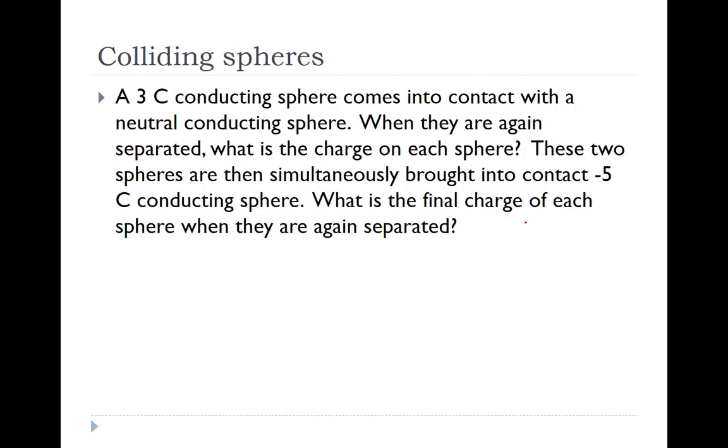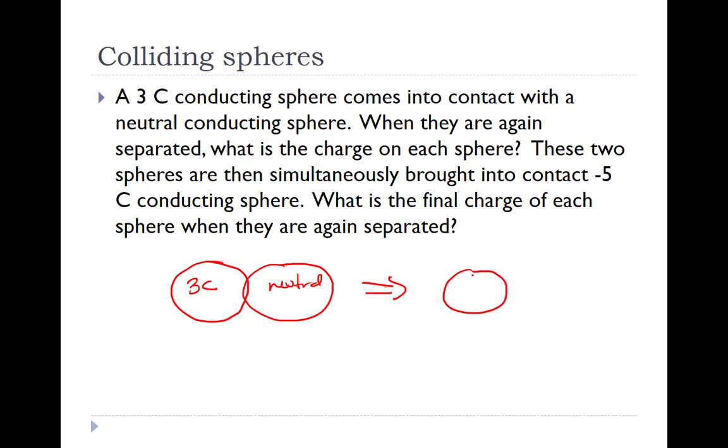Let's think about conducting spheres and what happens when we bring them into contact with each other. I have a 3 coulomb conducting sphere. It comes into contact with a neutral conducting sphere, initially neutral. They're brought into contact. When they're separated, what happens with the charge? Hopefully it's not too big of a surprise that I end up with two 1.5 coulomb charged spheres.